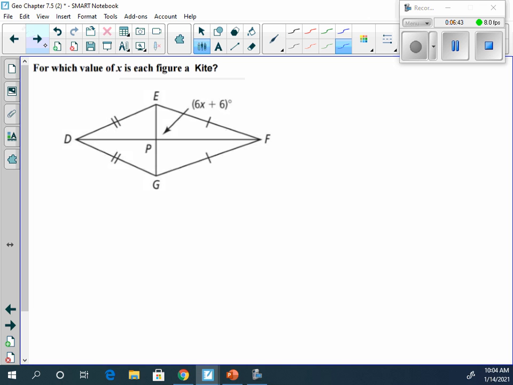So what do we know about the angles of the diagonals, these lines here? These angles here are 90 degrees, yes? So I know that what? 6x plus 6 is what? 90 degrees. So to make this true, we can set 6x plus 6 equal to 90 and solve for the value of x.